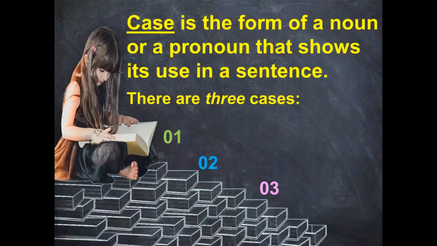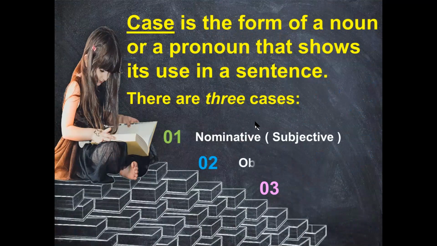Let's start with the definition of the case. The case in grammar is the form of a noun or a pronoun that shows its use in a sentence. According to the usage, we have three cases: the nominative case or the subjective case, the use of a noun or a pronoun as a subject in a sentence; the objective case, the use of any of them as an object; and the possessive case.